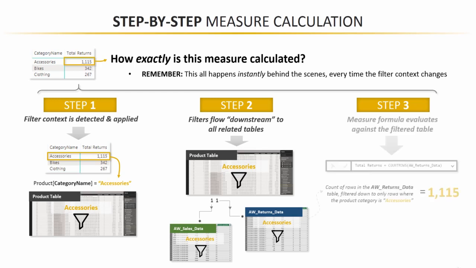And that brings us to step three, which is when the measure formula actually evaluates against that filtered table. So the measure that we're looking at here, what it's essentially doing is counting the rows in that returns data table, but not the whole thing. It's counting the rows of the filtered down version where the product category is accessories. And as a result, the number of rows that exist after the filter context has been applied is 1,115.